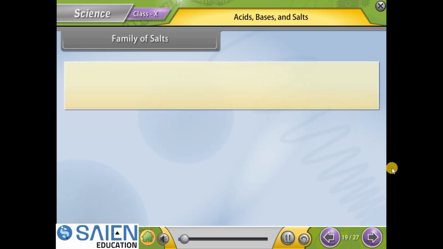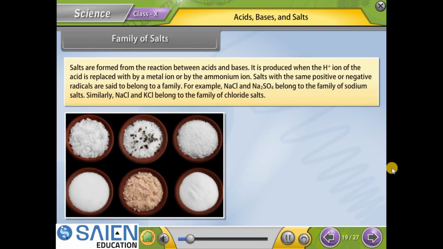Family of salts. Salts are formed from the reaction between acids and bases. A salt is produced when the H+ ion of the acid is replaced by a metal ion or by the ammonium ion. Salts with the same positive or negative radicals are said to belong to a family.